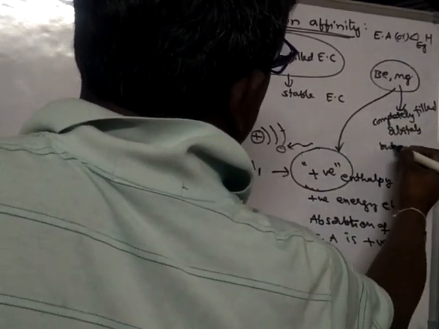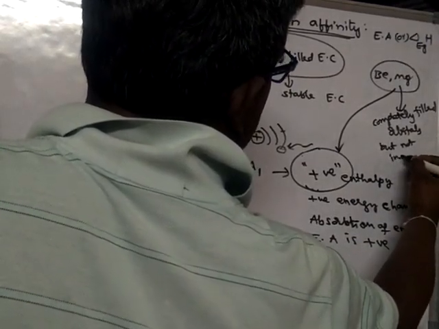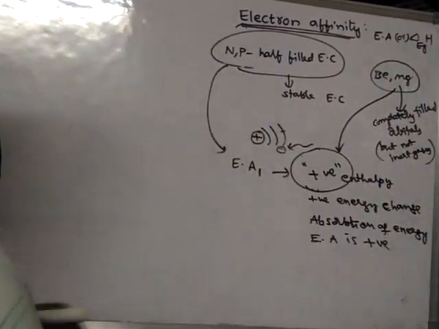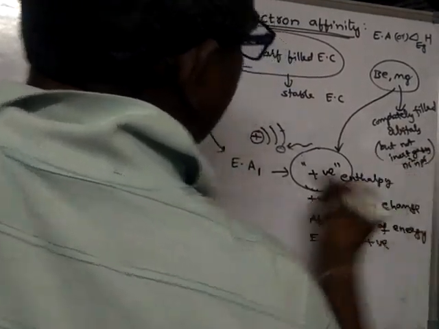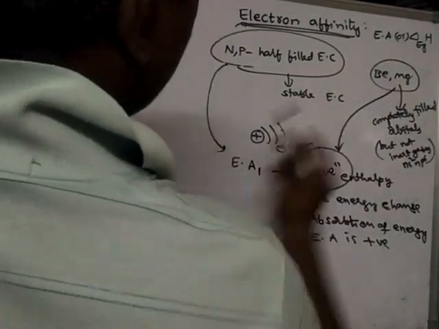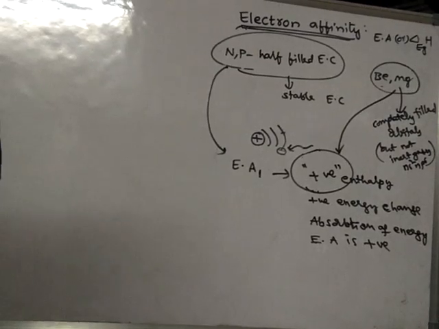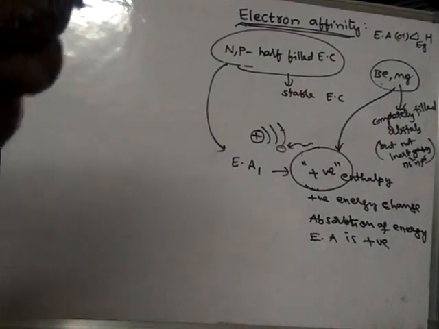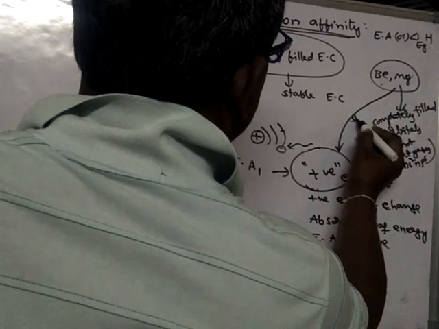But not inert gases. They are not inert gases. Inert gases have ns2 np6 configuration, 8 electrons in the outermost orbit. But these atoms have completely filled orbitals, but they do not possess inert gas configuration. So as they possess completely filled orbitals, then also the atom will be stable.